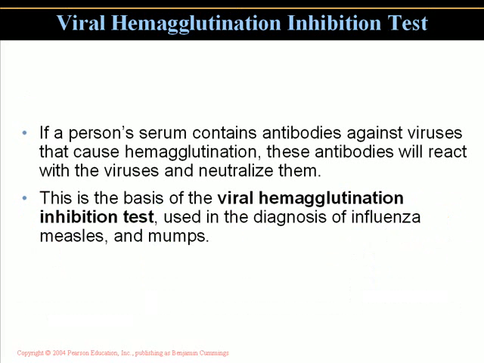If a person's serum contains antibodies against the virus that may cause hemagglutination, these antibodies will react with the virus and neutralize them. This is the basis of viral hemagglutination inhibition tests. It's used in the diagnosis of influenza, measles, and mumps. You should be familiar with the types of diseases where you see the viral hemagglutination test. Again, influenza, measles, and mumps.